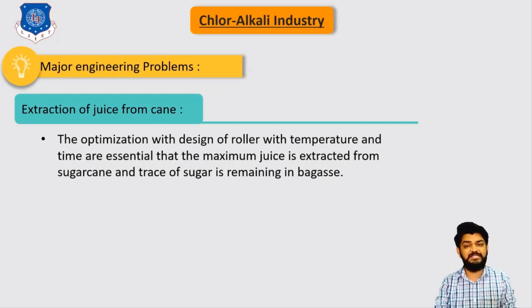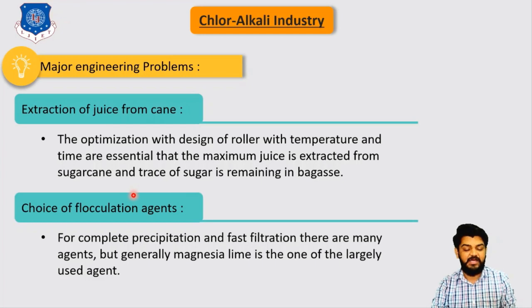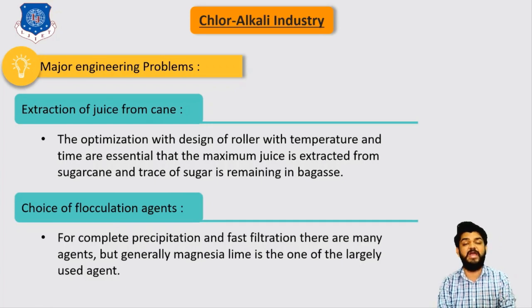Then the second major engineering problem of this process is the choice of the flocculation agent. There are many precipitating agents available, but we need to use a specific type of precipitating agent. As you can see here, there are many, but as we are using our sugar in the food industry, it is very important to select a suitable type of precipitating agent.